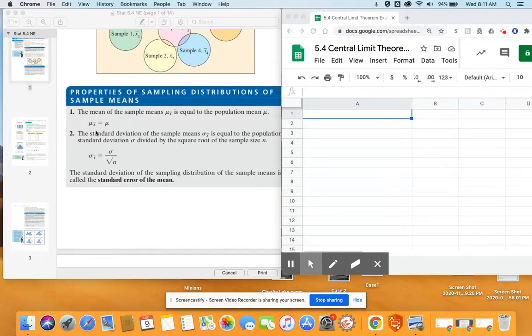This one's easy. The mean of the sample means is equal to the population mean. This one is a very simple equation: take the standard deviation for the population divided by the square root of n. Remember, n is your sample size.